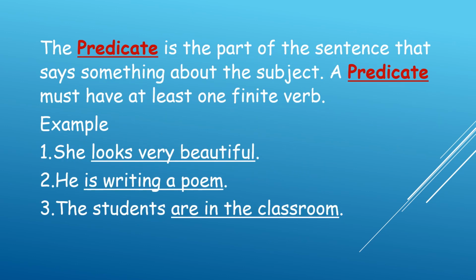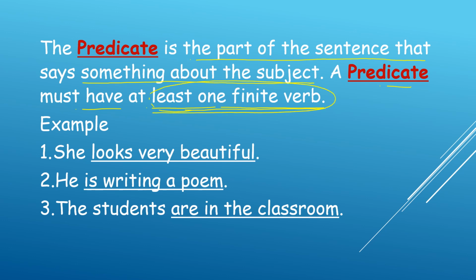Until now we have talked about the subject. Now let us talk about the second part, that is the predicate. The predicate is the part of a sentence that says something about the subject. The other words, rather than the subject, are called the predicate. And a predicate must have one finite verb. It is compulsory to have a verb in a predicate.